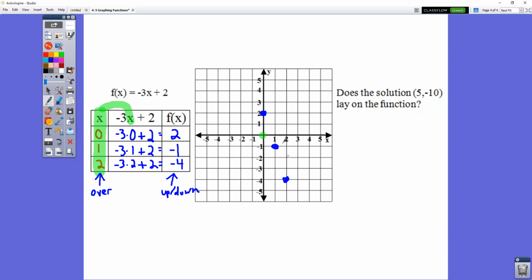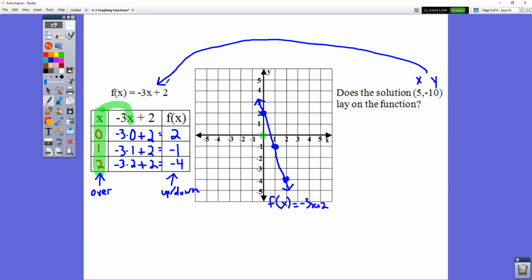Again, your 3 dots should always form a straight line. If they don't form a straight line, you did something wrong. Put arrows on the ends of your lines, and you should also label your line. When we go to check our point to see if it is a solution, remember your first number is your x, your second number is your y. So we're going to take that and sub it into this equation. So instead of f of x or y equals, I have -10 equals. Instead of -3 times x, I have -3 times 5 plus 2.